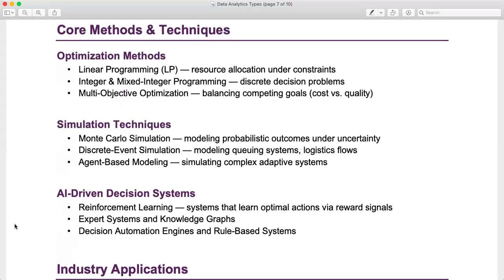We also have AI-driven decision systems, where we have reinforcement learning systems that learn optimal actions via reward signals. Expert systems and knowledge graphs are also there. Decision automation engines and rule-based systems are also present.